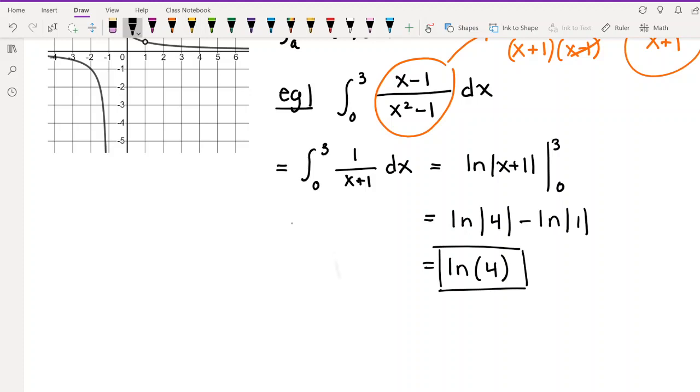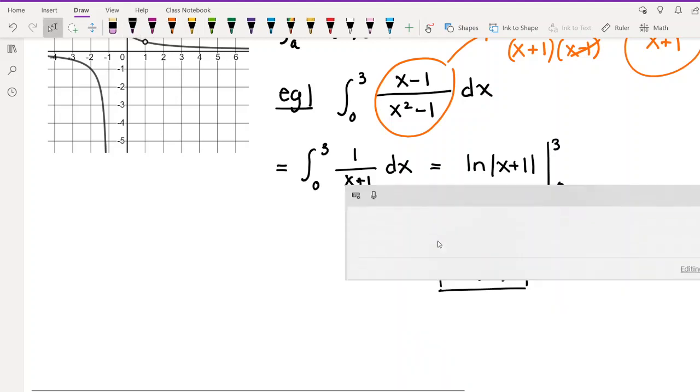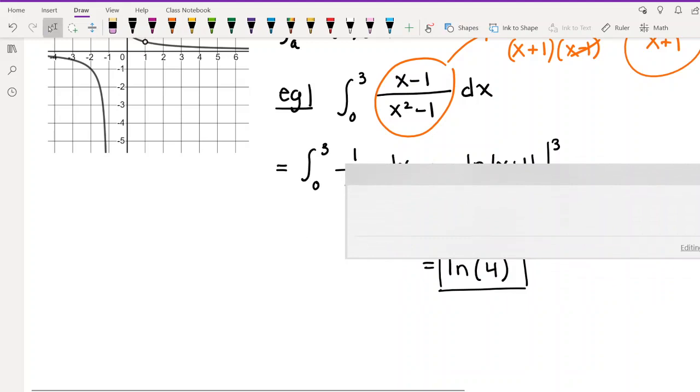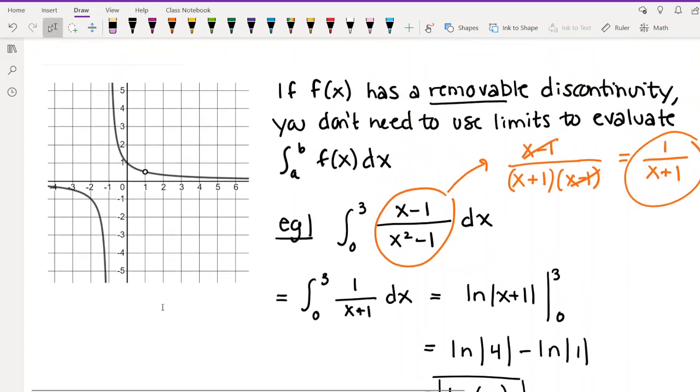So when you have a hole, basically, if you can simplify your integrand and get a new function that doesn't have any issues in your bounds, then you're fine. Then you can just evaluate the integral normally. And if you can't simplify away whatever that issue is, well, that means it's a vertical asymptote and you do have to actually use improper integration.